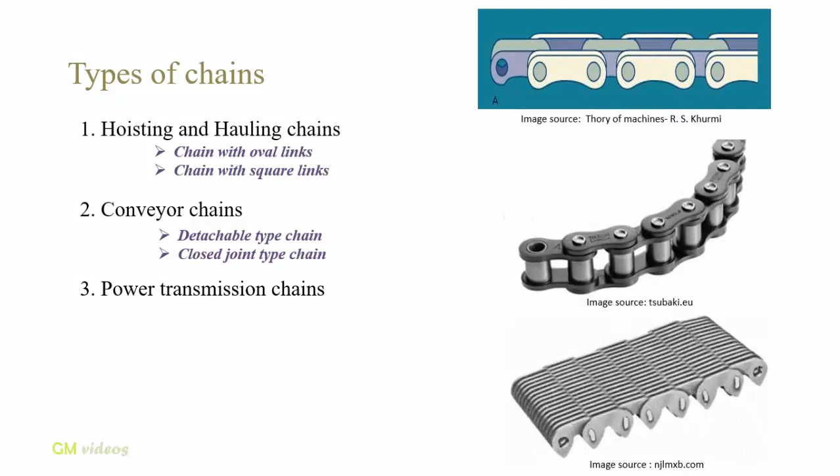Power transmitting chains. These chains are used for transmission of power. They are generally of three types. The first figure depicts a block chain, also known as bush chain. These types of chains were used in the early stages of development in power transmission. It produces noise when approaching or leaving the sprocket teeth, because of rubbing between the teeth and the links.